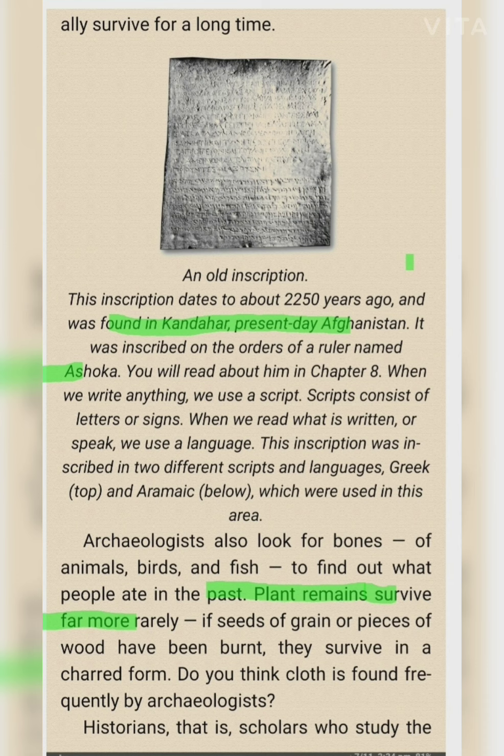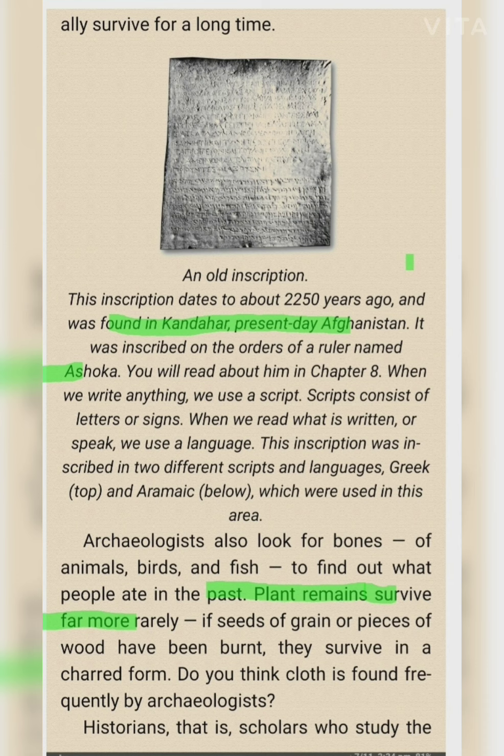When we write anything, we use a script. A script consists of letters or signs. When we read what is written or when we speak, we use a language. The inscription was inscribed in two different scripts and languages. The top part was written in Greek language and script. The bottom part was written in Aramaic language and script, which were mainly used in the area of Kandahar.